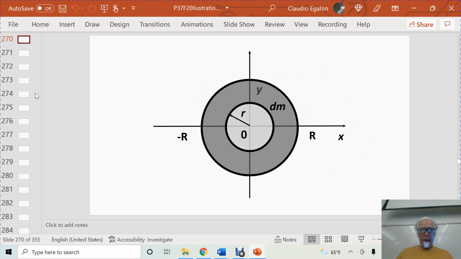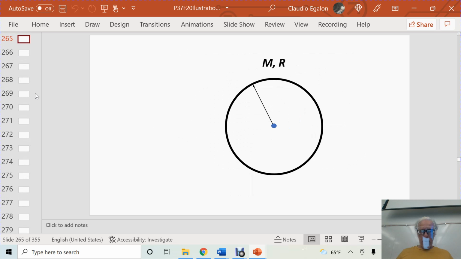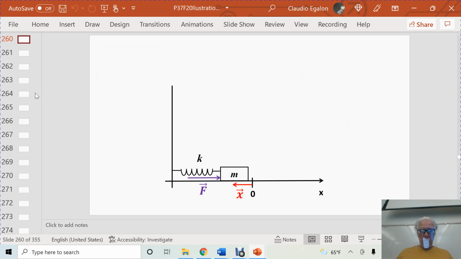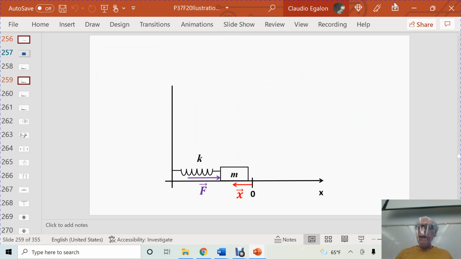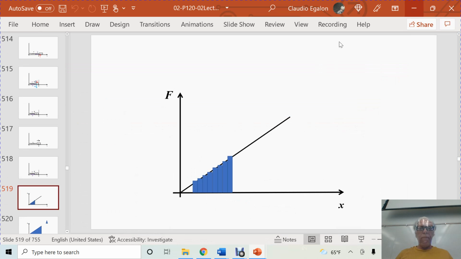Yeah, it doesn't look like I have better drawings there. But why did I draw that graph for you? I'm plotting here the magnitude of the force of Hooke's law. It's a straight line, right? With a slope of k.